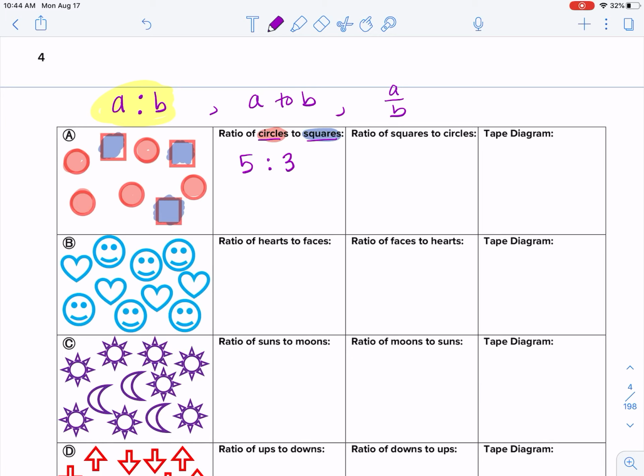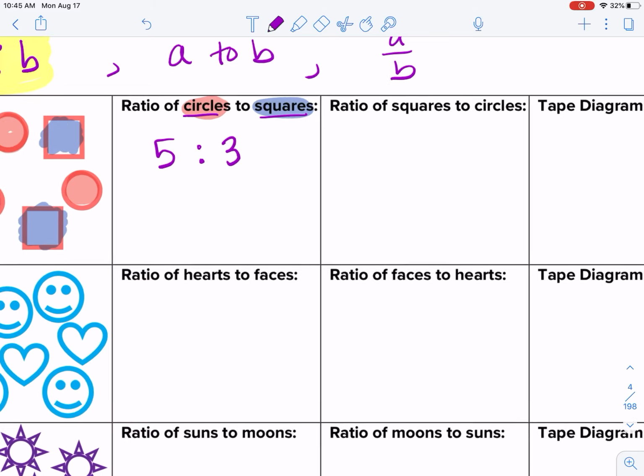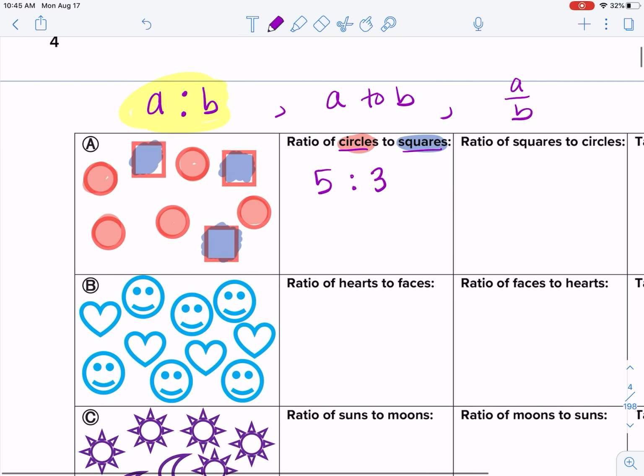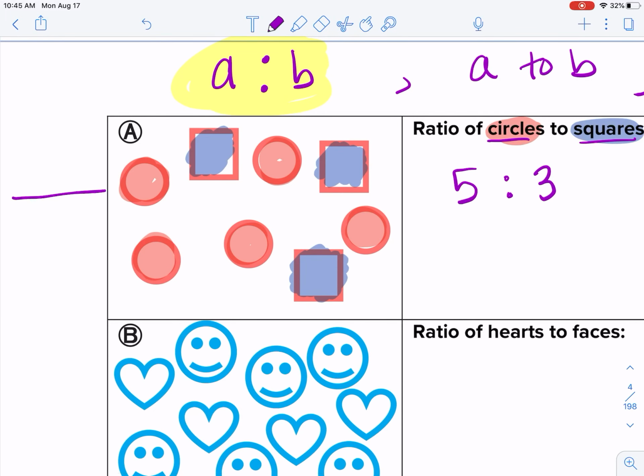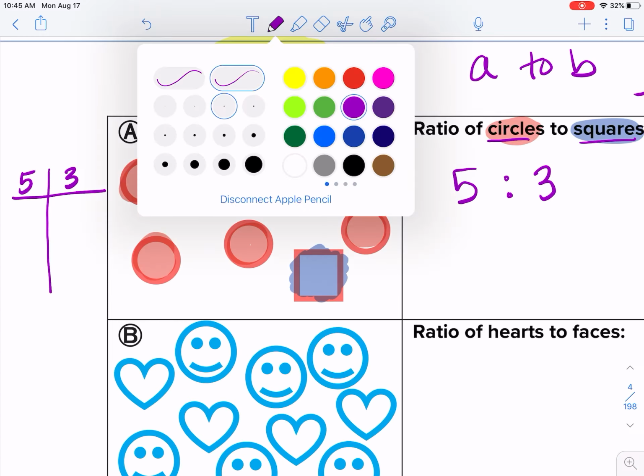Every time I get a ratio, I want to see if I can simplify it. So I'm going to simplify it. You can do it on the side or you can do it in here. Let me do it on the side. I'm going to make my t-chart and I'm going to put 5 and I'm going to put 3. So I'm going to ask myself, what two numbers can get me to 5 if I multiply? So I start with 1 times 5.